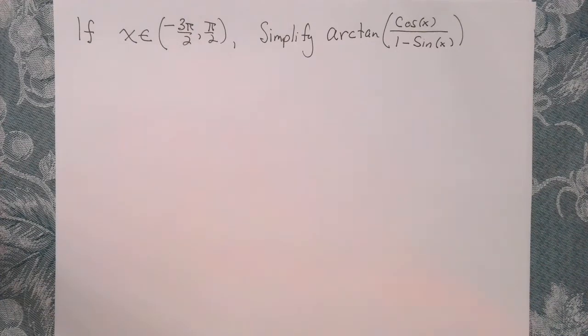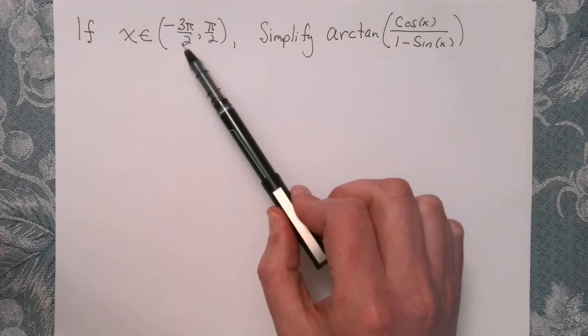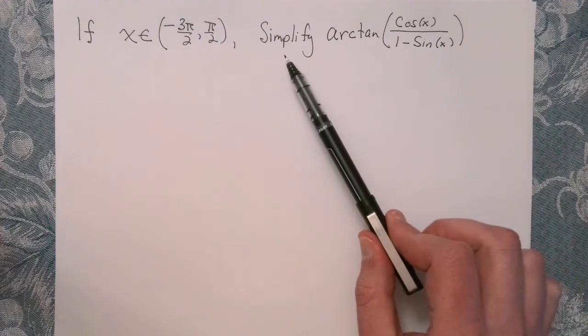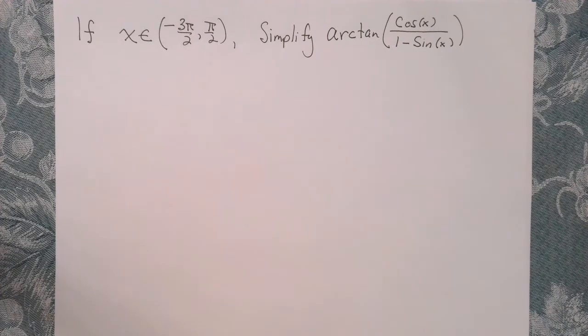So today we want to do a simplification problem. If x is in the open interval from minus 3 pi over 2 to pi over 2, we want to completely simplify this expression. And in order to get there, of course, we're going to need some classic math tools.